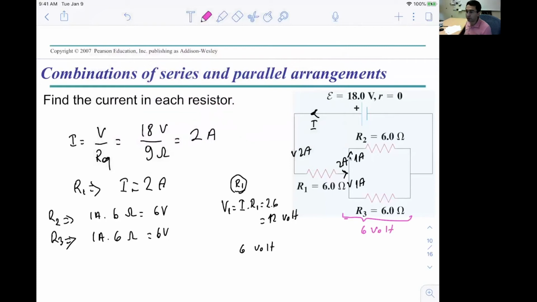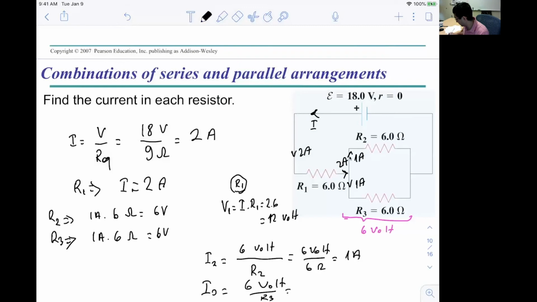So R2 and R3 have the same potential, right? Then you can use 6 volt to find the current on R2. It's 1 amp. I3 is going to be the same way, 1 amp.